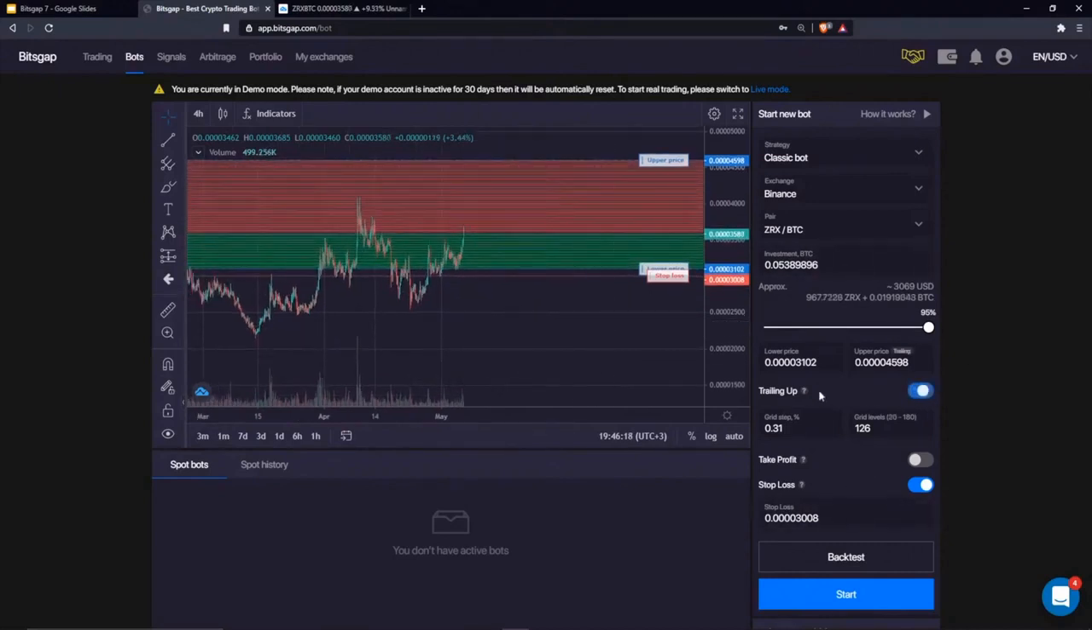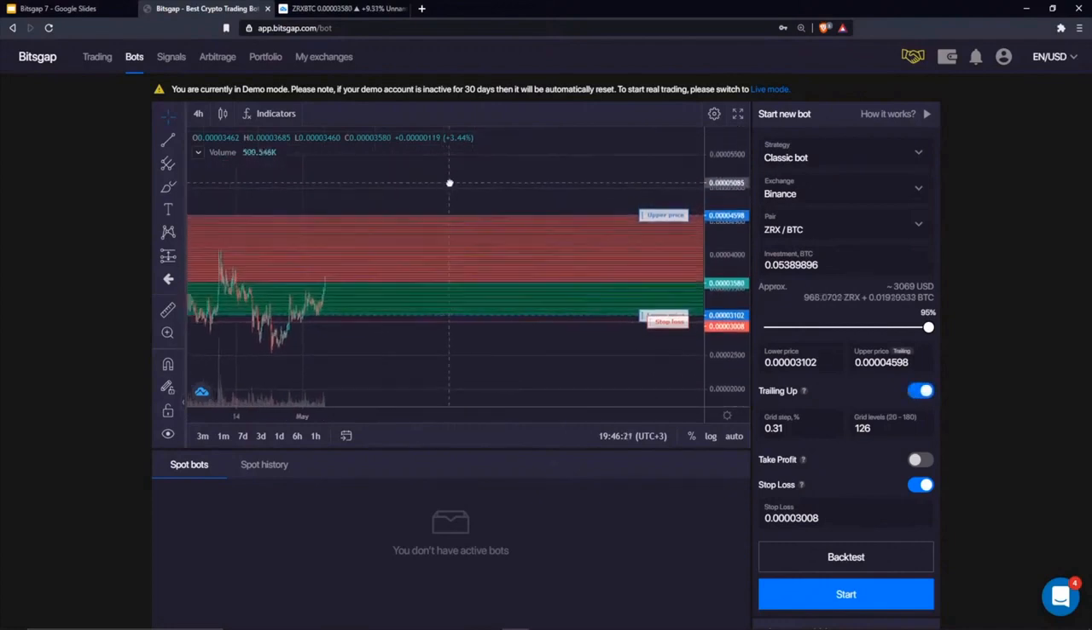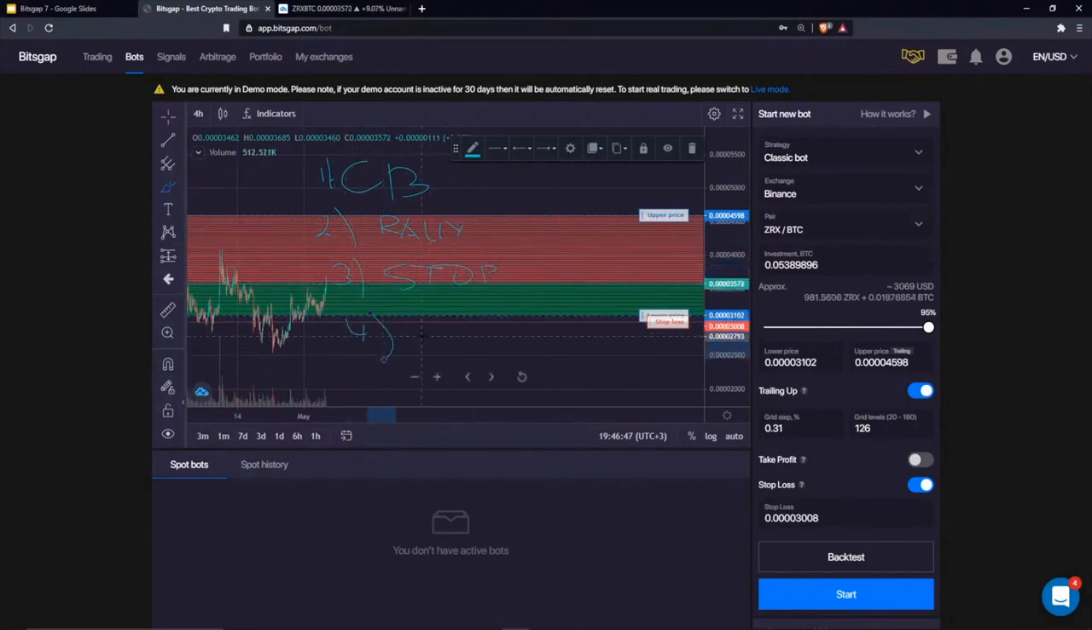The thing about the trailing up and the ultimate configuration, the ultimate high yield strategy, is, first of all, you think the price will go like this, rally. You select the classic bot. So the first thing is the rally, the second is the classic bot, you anticipate the rally. And the third thing is eventually the stop loss. And the fourth thing is the trailing up. I hope you can see this.